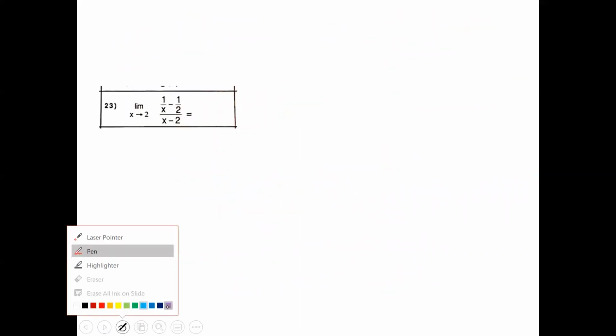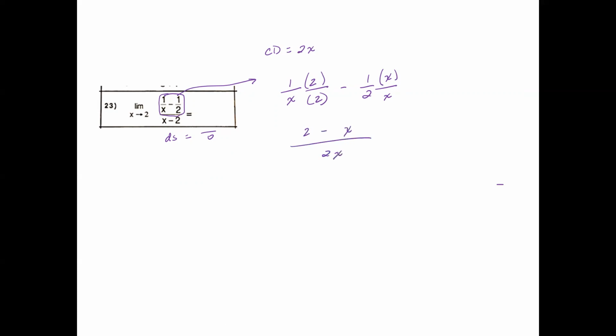The second type of question that will result in undefined is where you have to combine 2 fractions together. I know direct substitution is going to result in a 0 in the denominator. So my first goal is to combine the 2 fractions in the numerator. I know my common denominator is going to be 2x. So I'm going to have the first fraction, 1 over x, multiplied by a 2, and the second fraction, which is 1 over 2, multiplied by an x. Okay, so then I have 2 minus x over 2x.